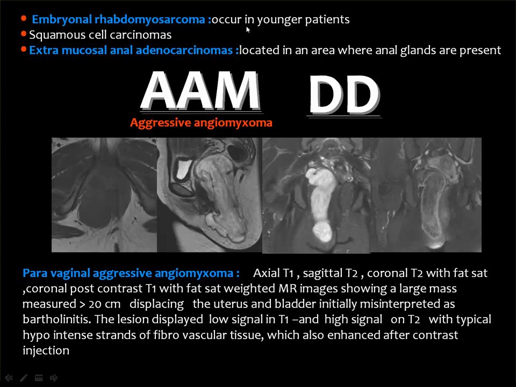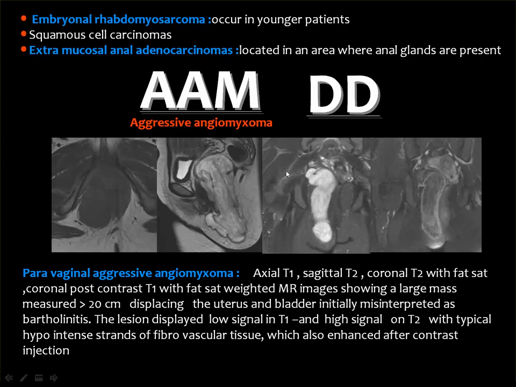And also included in the differential diagnosis is embryonal rhabdomyosarcoma, which is seen in pediatric age, squamous cell carcinoma, which is quite different from this, and extramucosal anal adenocarcinoma, which is located in an area where the anal glands are present.